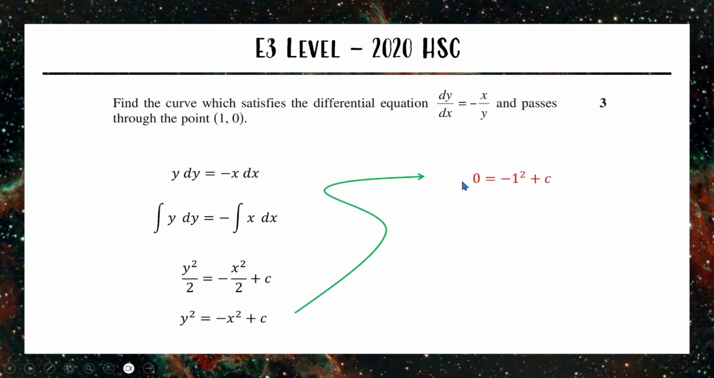Now if we solve this, we get 0 equals negative 1 squared. So that's going to be negative 1. And so we have 0 equals minus 1 plus c. So the constant must be 1 if we solve for that. Okay, put that back into the equation.